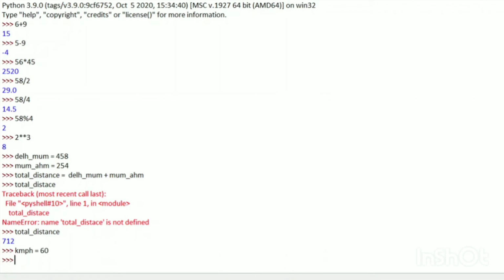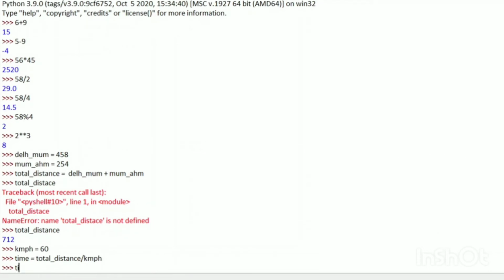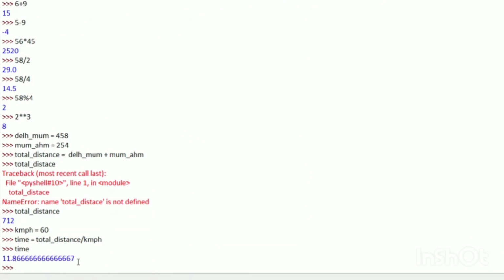And this is simple math: to find the time, we have to divide the total distance by the speed at which we are moving. So total distance divided by kmph. Now when I print time, it is giving me 11.86 something something something.